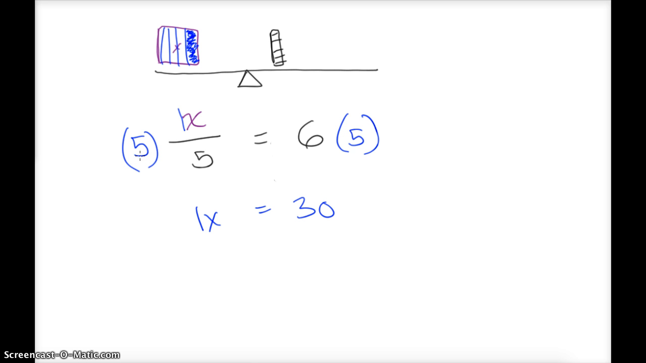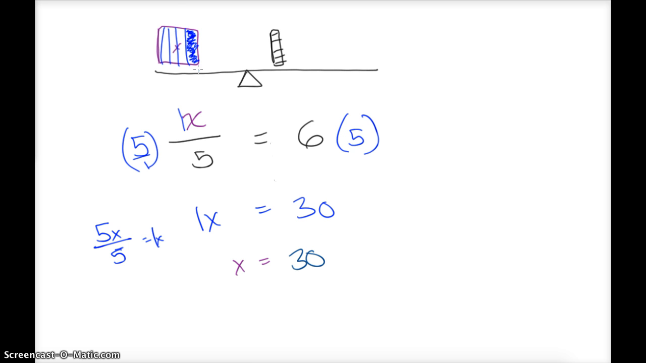Really, this is getting into multiplying fractions a little bit, but if you remember 5, we can think of this as 5 over 1. This ends up being 5x over 5, and then 5 divided by 5 gives me 1. So that's how I got the 1x. So basically, since x is divided by 5, I have to do the opposite by multiplying by 5. And that ends up leaving me with x is equal to 30.